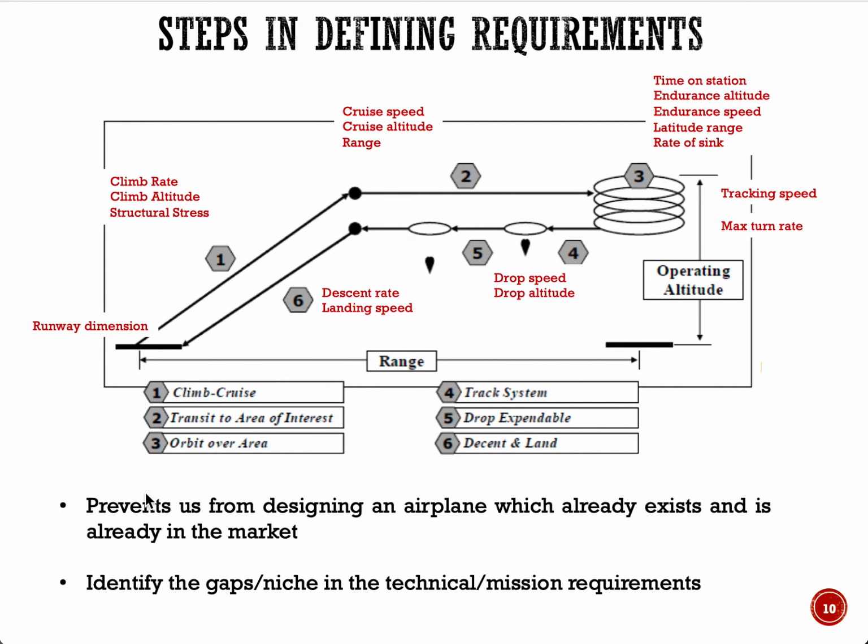And doing so, again, it prevents us from designing an airplane which already exists and is already in the market. Again, we should stay away from designing an airplane which already exists, because then there's no value, there's no point, right? And also by plotting the different trends you see in the historical buildup, like in the assignment, we can identify the gaps and niche in the technical mission requirements, so that you can set the requirements based on the niche to close that gap, right?